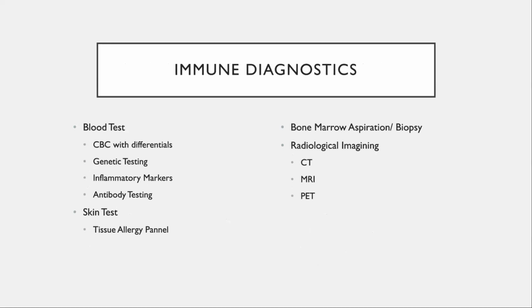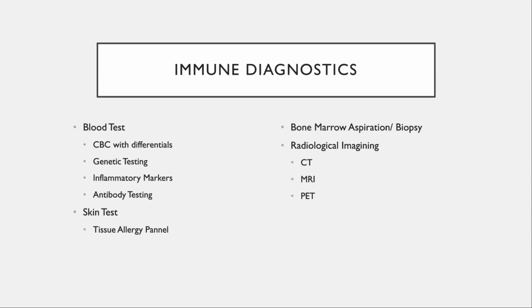To diagnose immune disorders, we can take blood tests, in particular a CBC with differentials. The differentials will indicate if there are early signs of infection. We can do genetic testing for any of those genetic related immune deficiencies. We can look at inflammatory markers, especially if we're suspecting an autoimmune disorder. And we can do antibody testing to see if the body has been exposed to an antigen and started producing those antibodies.